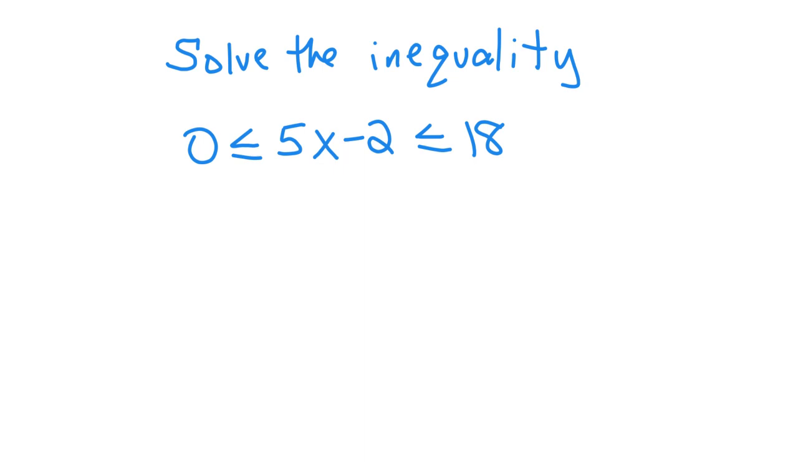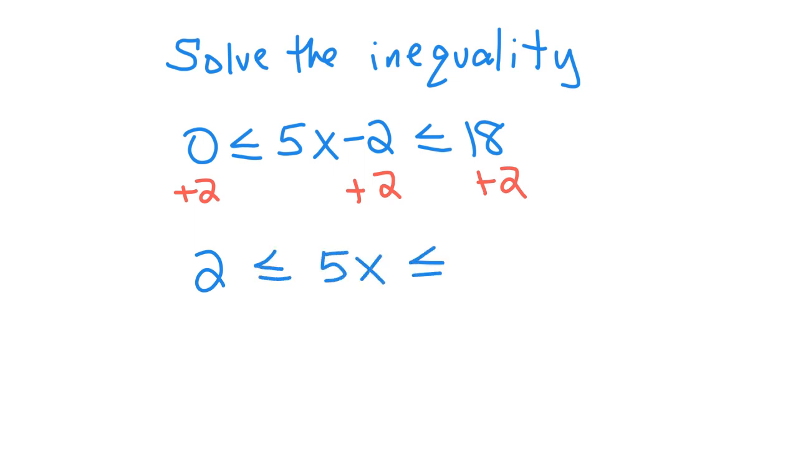We again want 1x in the middle. So I'm going to go ahead and add 2 to get rid of that 2, but that means I have to add 2 on both ends. All right, so now I have 2 less than or equal to 5x less than or equal to 20. At this point, I'm going to divide by 5. Ooh, I picked a problem with a fraction, but that's okay. We can do this.